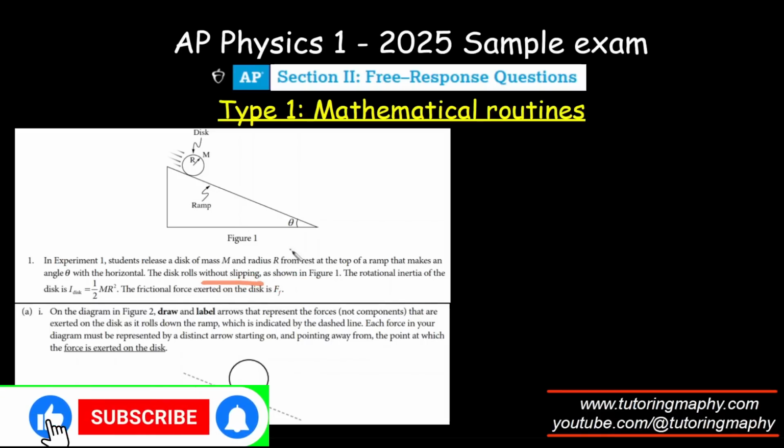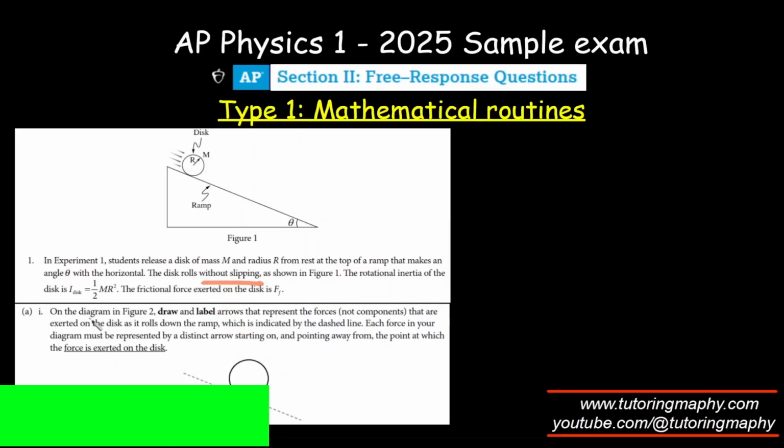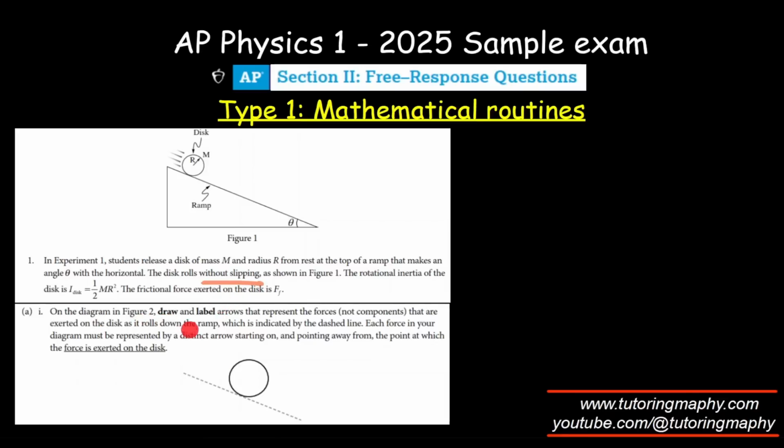As shown in Figure 1, the rotational inertia of the disk is half mr squared, and the friction force exerted on the disk is Ff. On the diagram, Figure 2, draw and label arrows that represent the forces, not components, that are exerted on the disk as it rolls down the ramp, which is indicated by the dashed line. Each force in the diagram must be represented by a distinct arrow at the point at which the force is exerted on the disk. So we know that as soon as it is released, its velocity is going to increase, right?